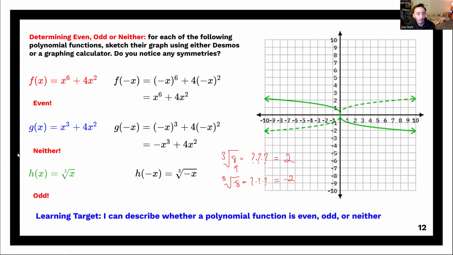Now, if I want to think about what happens here with the type of inputs and the type of outputs that I'm getting, notice that when I started with a positive number, I got a positive number out of it. When I started with a negative number under the radical, I got a negative number out of it. So if I wanted to take the cube root of negative x, that would be the same thing as the negative answer of the cube root of positive x, which is not the same thing as what I started with, right? And that's why it's not even. But if I think about the negative version of h of x, then an input of negative x gives me a corresponding negative output compared to the original. And that's why it's an odd function.